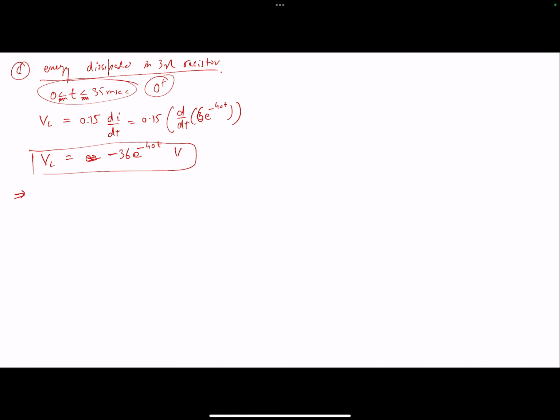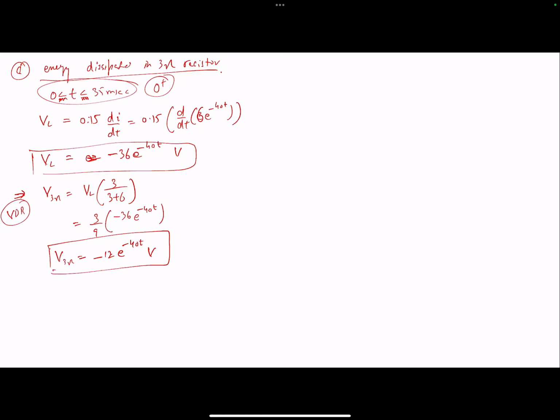I can easily find the voltage across the 3 ohms resistor by applying the voltage divider rule. So it should be this VL times 3 divided by 3 plus 6, those two resistances. So 3 over 9 times minus 36 e raised to power minus 40t. The voltage at the 3 ohms comes out to be minus 12 e raised to power minus 40t volts. Once I find the voltage, I can find the power and the energy as well.